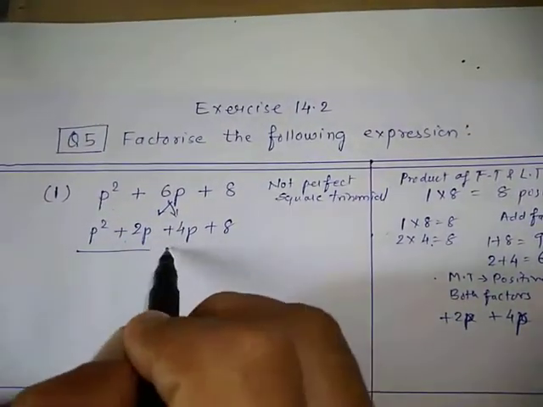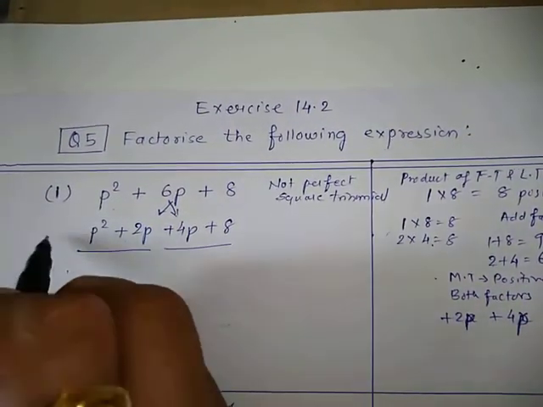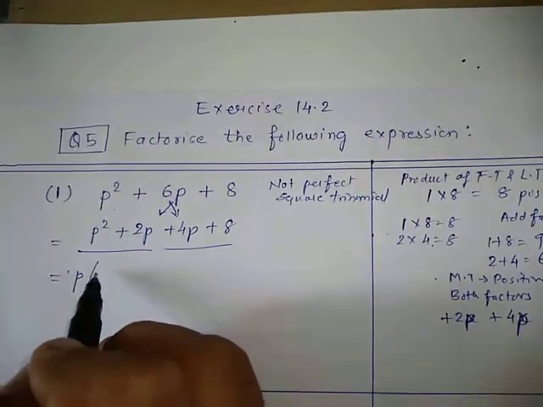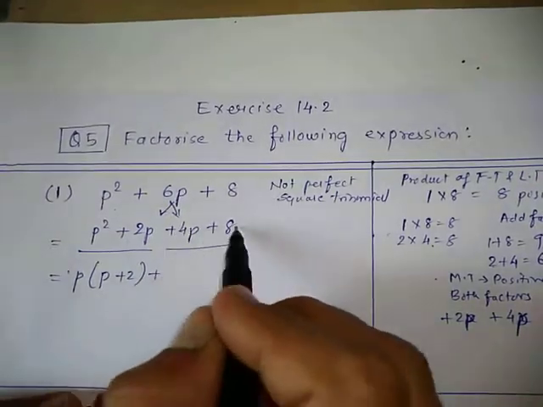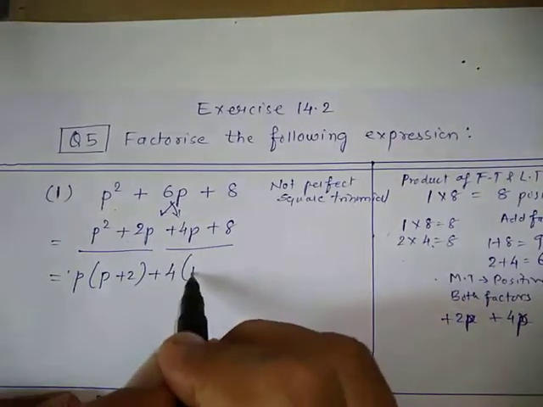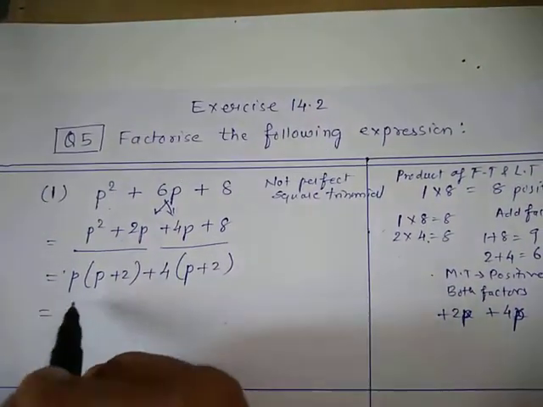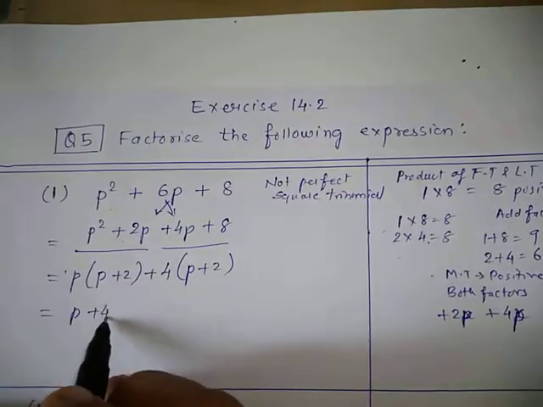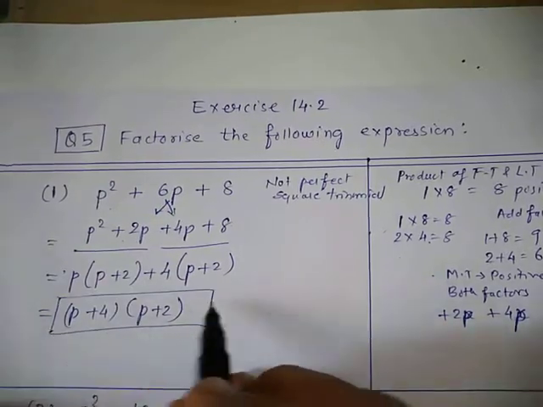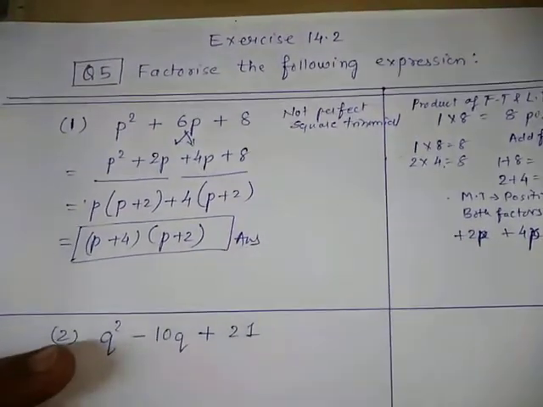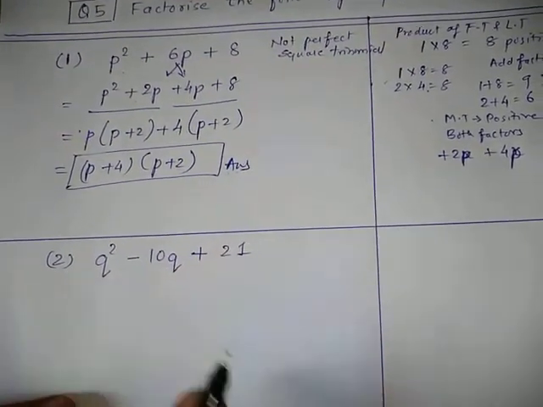Now this has binomials, so p is common, and the remaining in the bracket is p plus 2, and here 2 is common in the other part, so p plus 4. So p plus 4 is one bracket and p plus 2 is another bracket. In the same way we can go for the next one also.